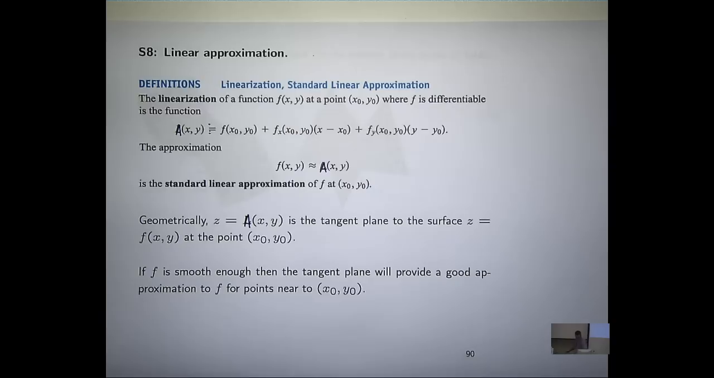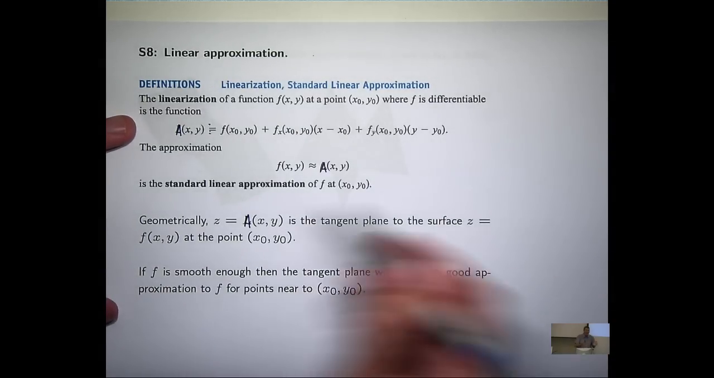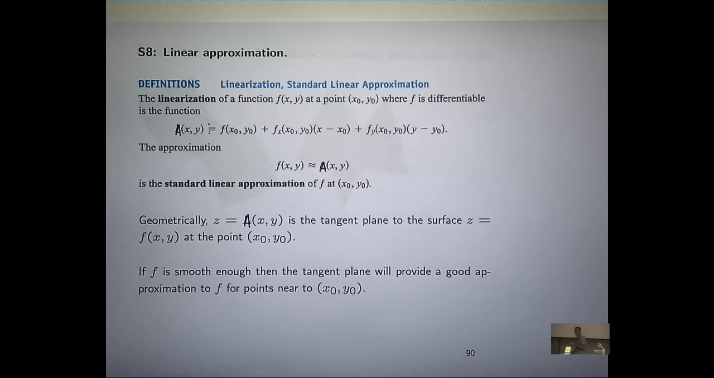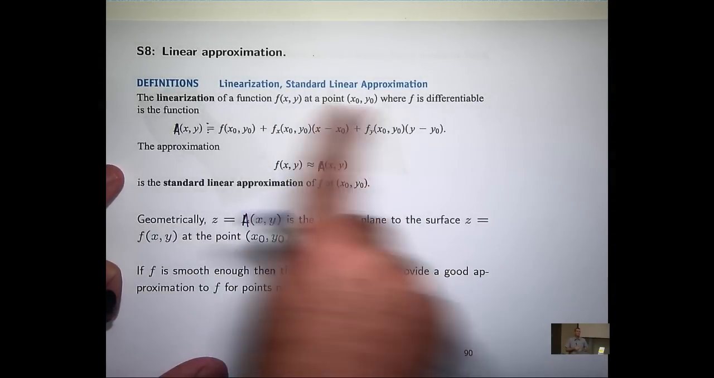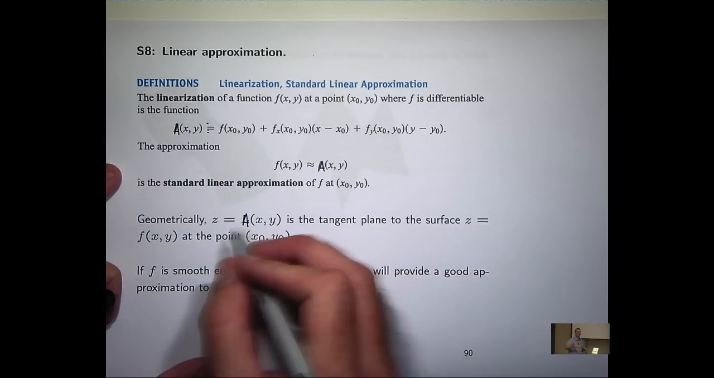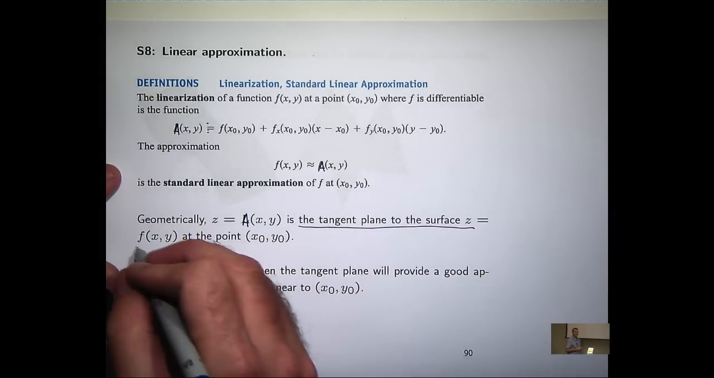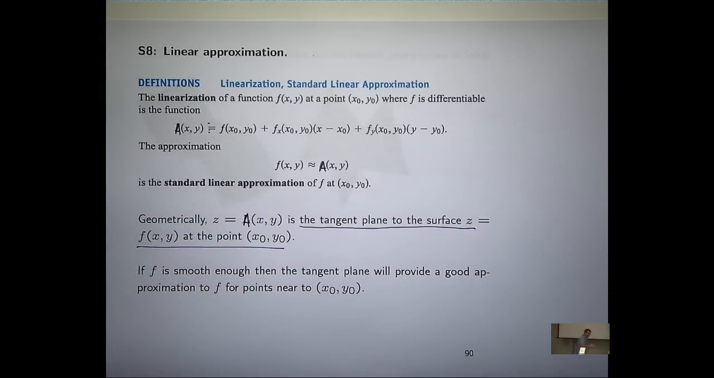Now, can anyone, well, I guess you can see it here. This function of two variables here is just the tangent plane to the surface of the function of interest. Now, if f is smooth enough, and I haven't said what I mean by smooth, I will in a minute, then the tangent plane is actually a reasonable approximation to the function. So first of all, let me show you what I mean by smooth.